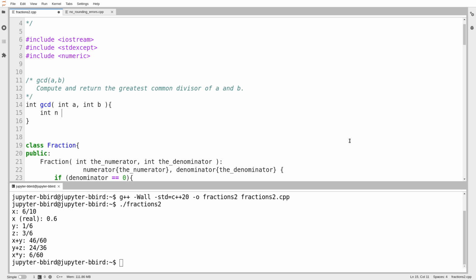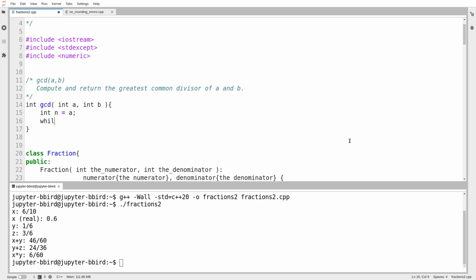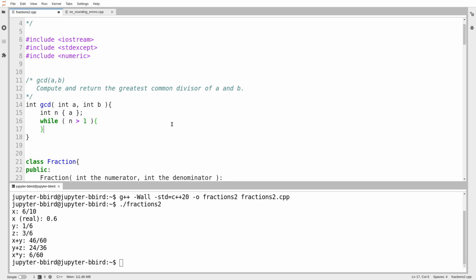I'm going to start with my value. I'll call it n. We'll just start with a. And then I'm going to keep going as long as n is greater than 1. I actually used a C-style initialization there. Better cut that out. And so at each step, I'm going to ask the question: does n evenly divide both a and b? Okay, so if a modulo n is equal to 0, that means that a is evenly divisible by n. And if b modulo n is equal to 0, that means both a and b are divisible by n. In that case, n is my greatest common divisor, so I return it. And otherwise, n minus minus. I just go down by 1.